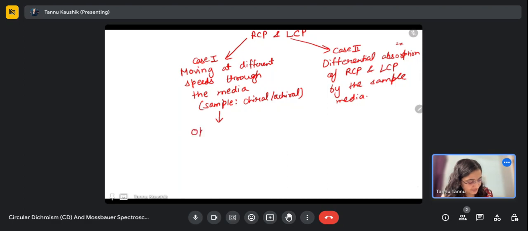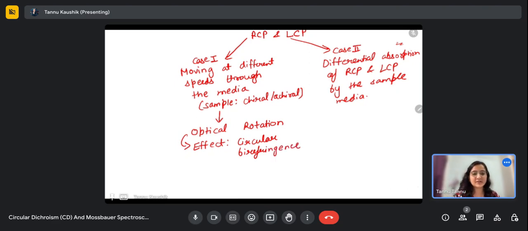So this effect is what we call optical rotation, and the effect produced is called circular birefringence. We have already discussed these things in the last lecture, but it's just a summary of what we have read, because it will help you to follow whatever we will be discussing about circular dichroism in detail.